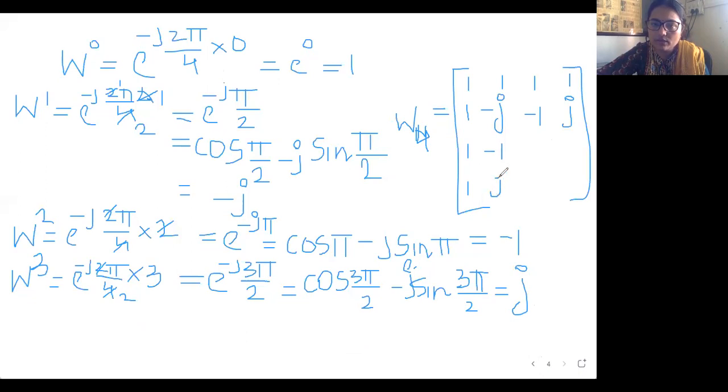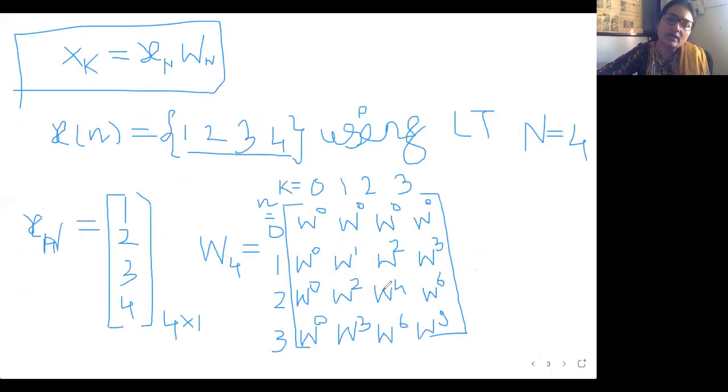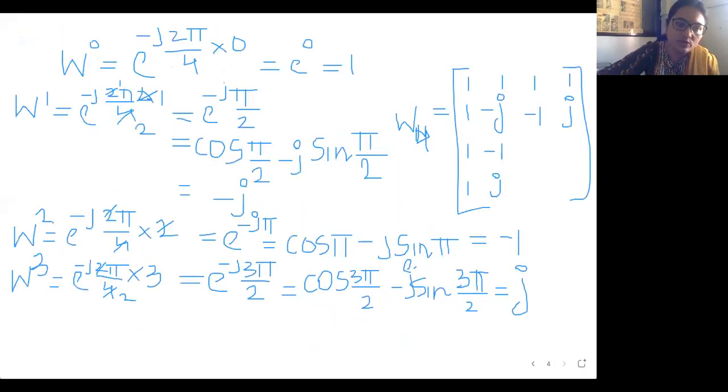This is going to be j. Now what next? What is the next value that I have to find out? W raised to 4. What is the next value? The w raised to 4. So let us find out this w raised to 4 and tell me the answer. How will you find out w raised to 4?